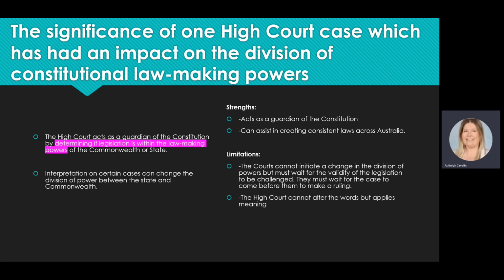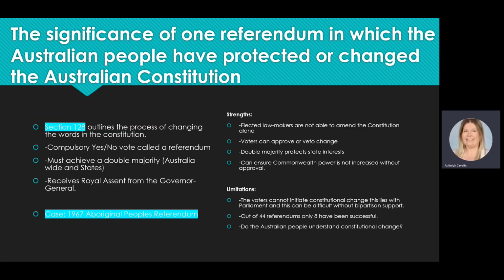And just skipping back. You'll also need to note the significance of one referendum in which the Australian people have protected or changed the Australian Constitution. Section 128 outlines the process of changing the words of the Constitution. A compulsory yes-no vote is called a referendum, which we already know. You must achieve a double majority, and once done, must receive royal assent from the Governor-General.